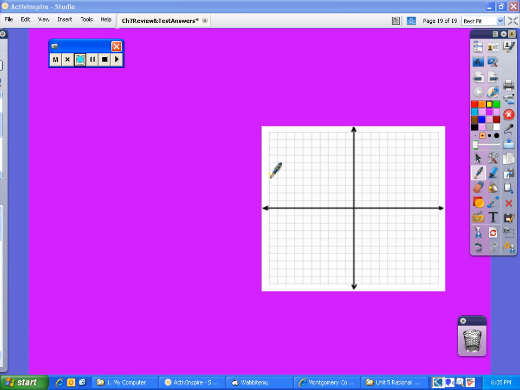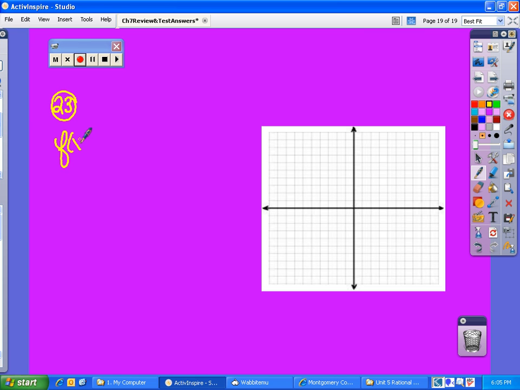In number 23, we are asked to graph f of x equals 3 times the cube root of x plus 4. It's written in rational exponent notation, so x plus 4 to the 1/3 minus 2.